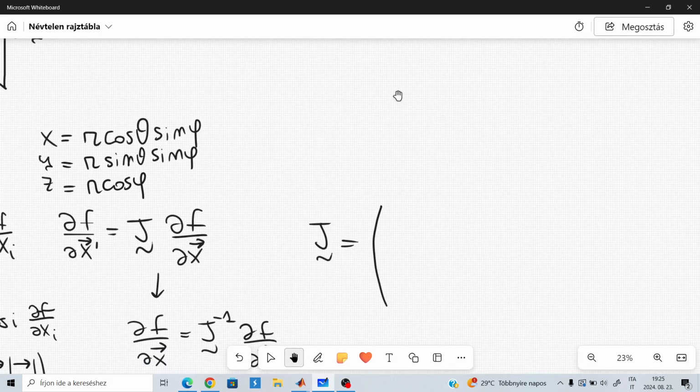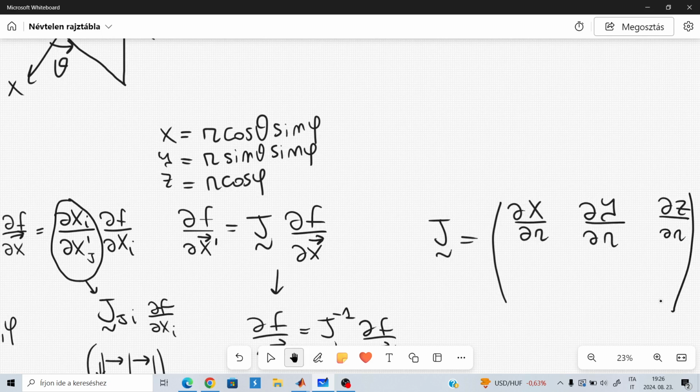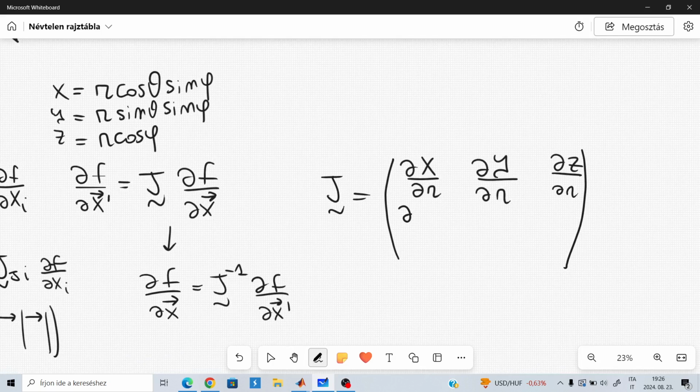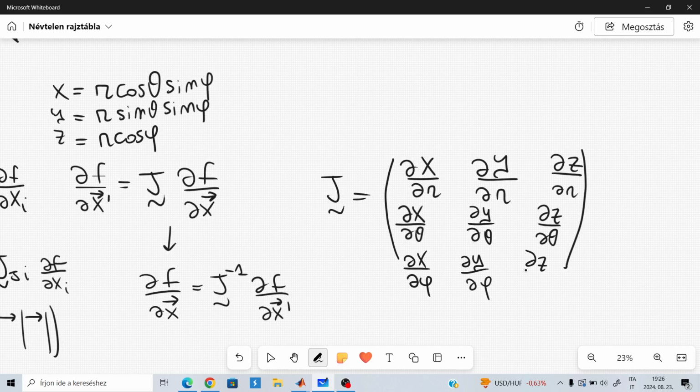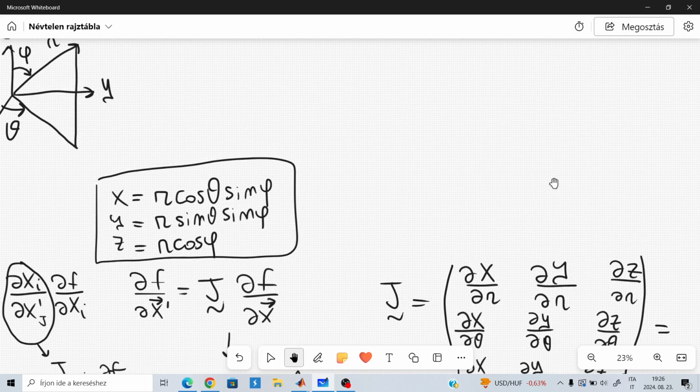So J is this expression here. Remember that when we change i, we are moving in this direction. So we have dx with respect to x prime 1, which is r. Then we have the derivative of y with respect to r, the derivative of z with respect to r. And similarly, in the second row, we have dx over d theta, dy over d theta, dz over d theta. Then we have dx over d phi, dy over d phi, dz over d phi. These derivatives are quite easy to compute once you have the expressions for x, y, z written in spherical coordinates.